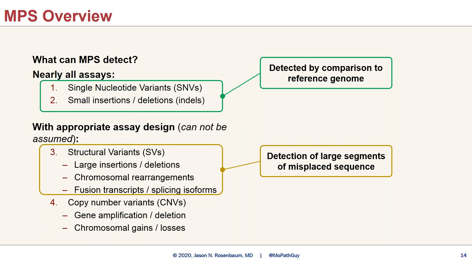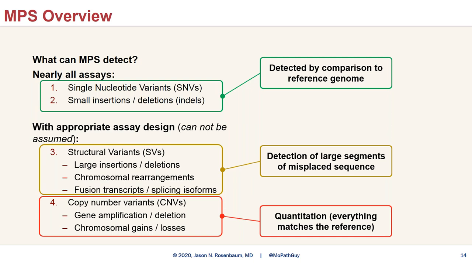A structural variant, if you want to imagine a chromosomal rearrangement, for example, an EML4-ALK fusion, the EML4 sequence matches EML4 perfectly, and the ALK sequence matches ALK perfectly. The problem is that the sequence isn't where it should be, not that it doesn't match the reference genome. And so it requires somewhat different techniques to detect these.